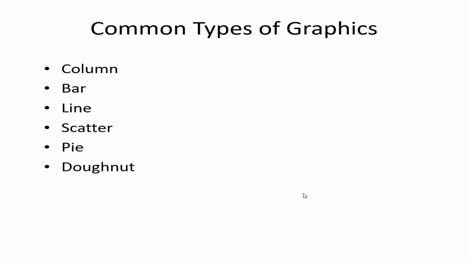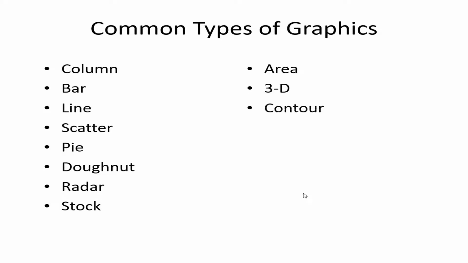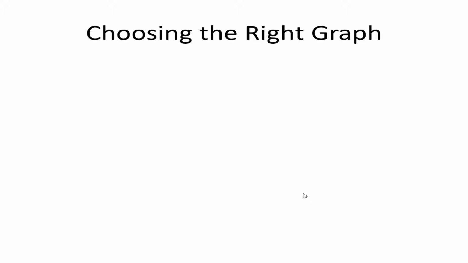These are the common types of graphics. There are column graph, bar graph, line graph, scatter graph, pie chart, donut chart, radar chart, stock diagram, area chart, 3D chart, contour maps, custom graphs, and pictographs. We are going to go through every one of these one by one.